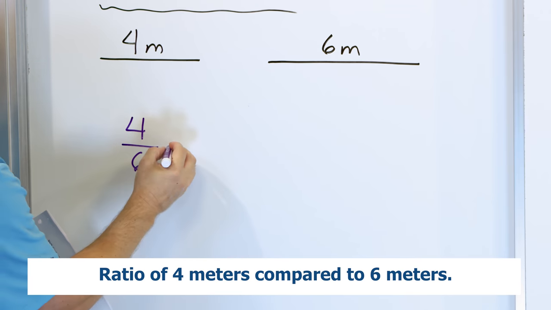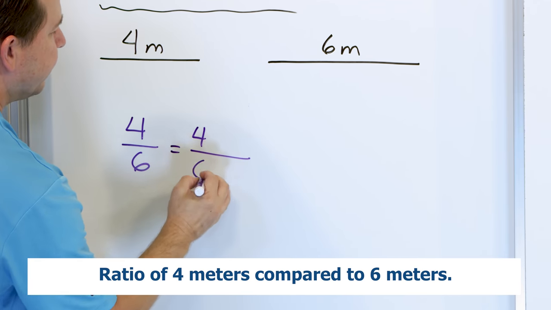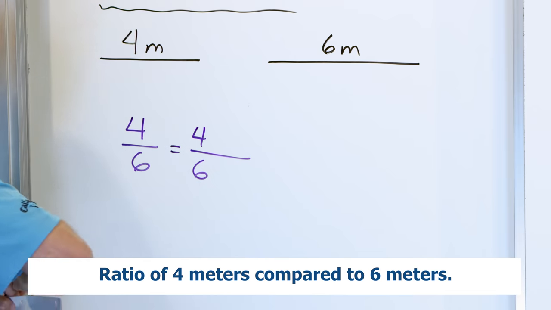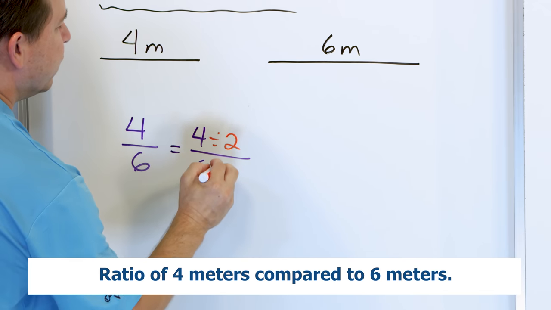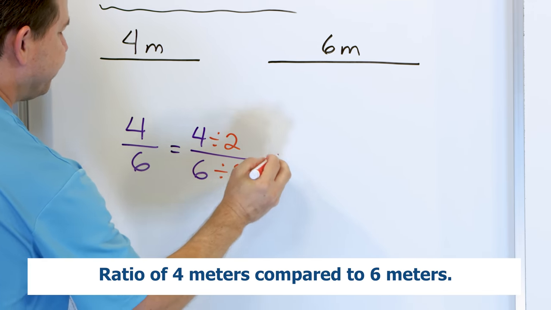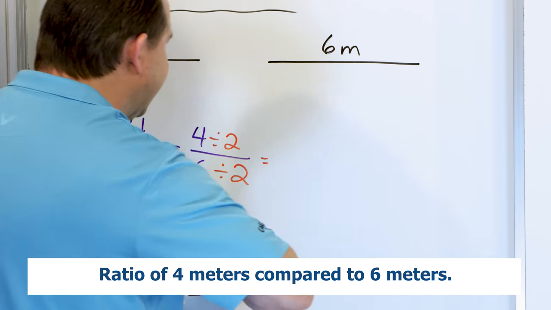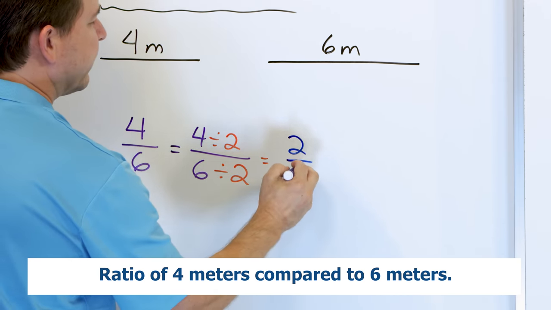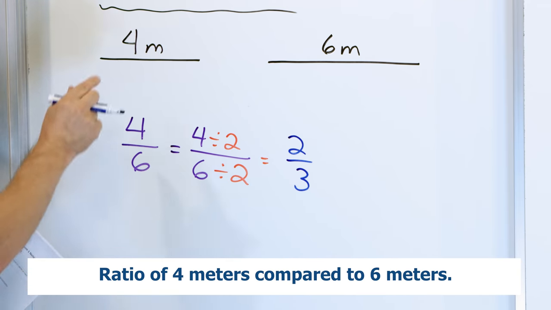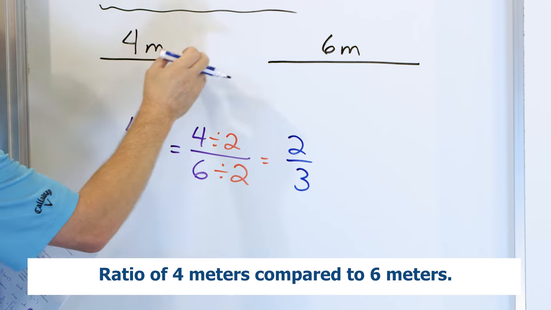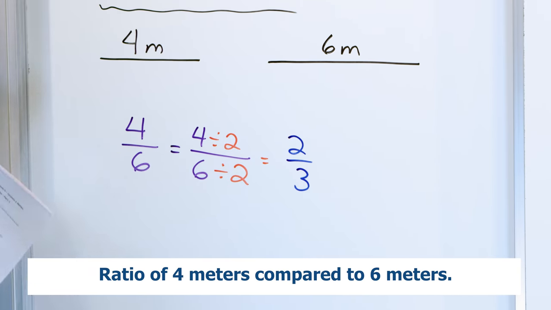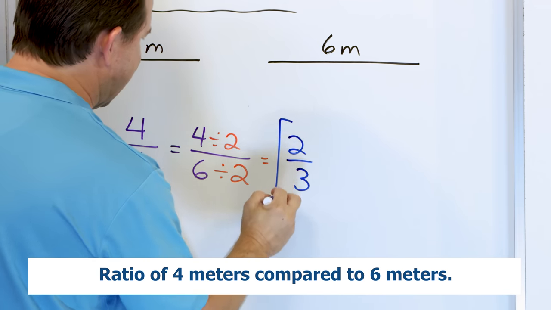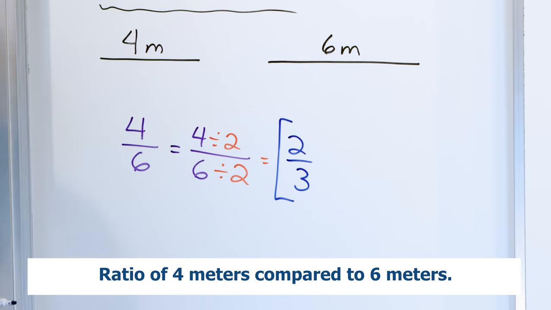But this fraction, you can see, can be simplified. And so I can simplify this fraction by dividing the top by 2 and the bottom by 2, right? And what do I get over here as an answer? 4 divided by 2 is 2, and 6 divided by 2 is 3. So what we're saying is the original ratio is 4 meters as compared to 6 meters, but that is exactly the same relationship as 2 meters for every 3 meters.